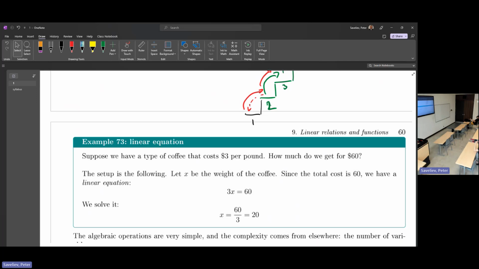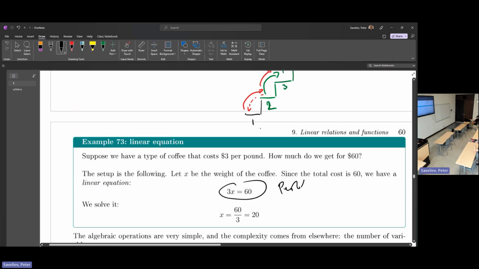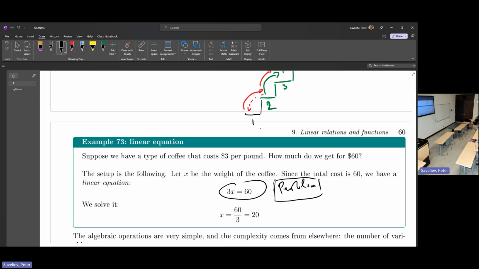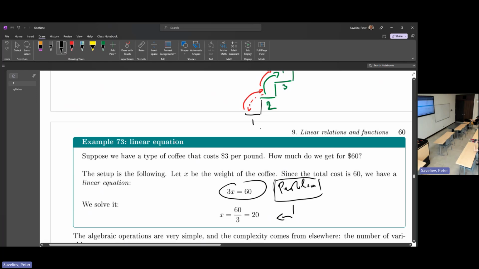So you have a coffee that costs $30 per pound, and we want to get how much we get for $60. So that's the setup right here. We introduce x as the weight of the coffee, and then 30 times x is 60. And so that's the problem. That's where we have been so far with our original coffee with 2 ingredients. But because it's so simple, we actually have a solution also lined up. So we just solve for x, and that's the answer.